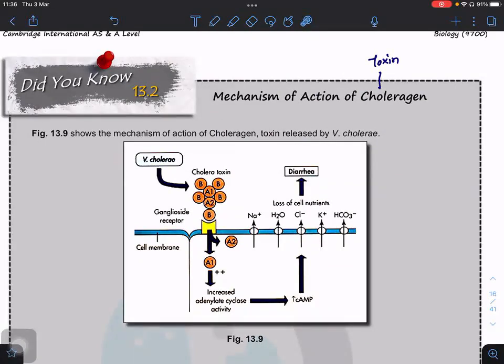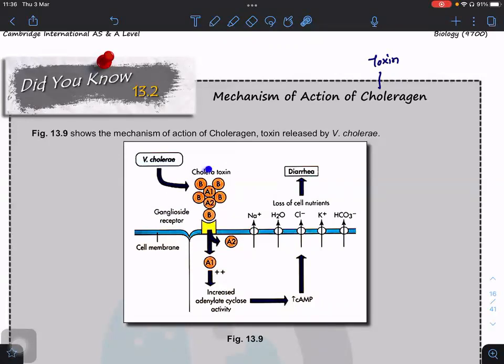Now look at this. We do have a receptor called ganglioside receptor. So it happened that cholera toxin, the cholerogen, can bind to this receptor and trigger the cell signaling pathway. The cells involve adenylate cyclase activity. It's something like the G proteins, G protein coupled receptor.